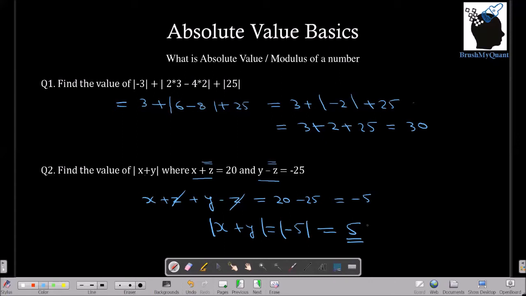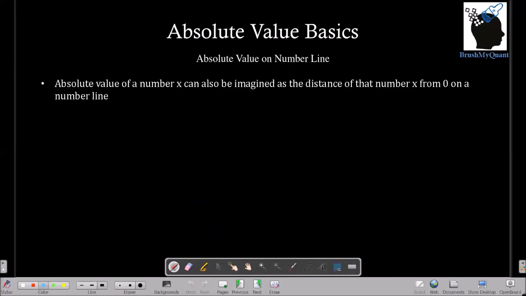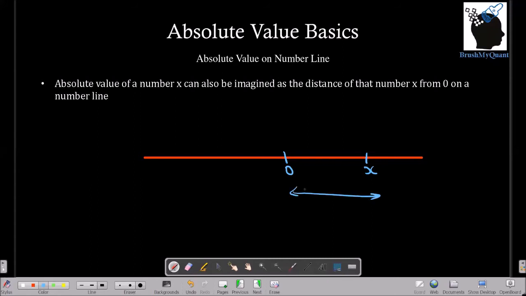Now let's see how we can represent absolute values on a number line. The absolute value of a number x can also be imagined as the distance of that number x from 0 on a number line. Let's see what we mean by this. If I draw a number line, and let's say this is our origin and this is x, then mod of x is nothing but the distance of this x from the origin. So mod of x in this case will become plus x.